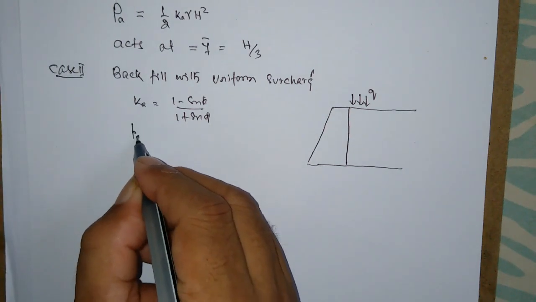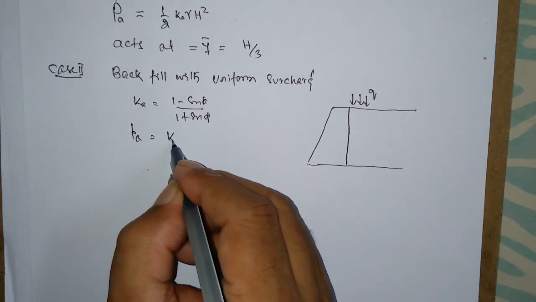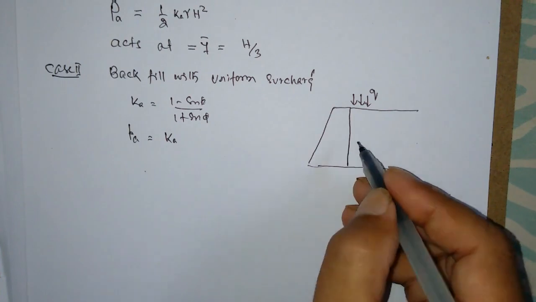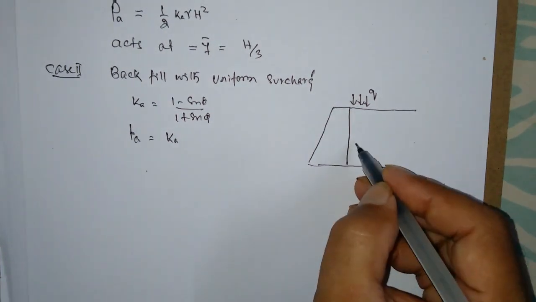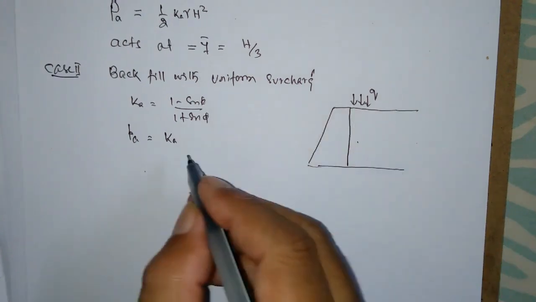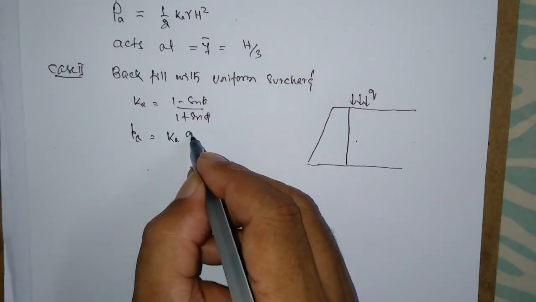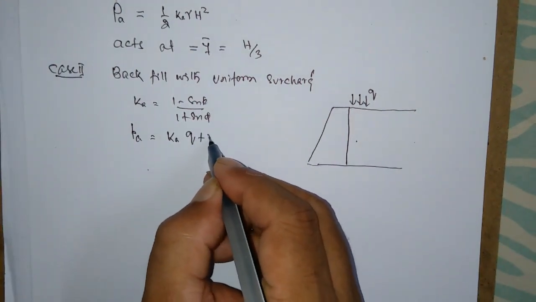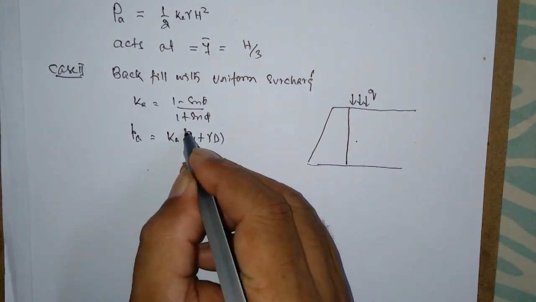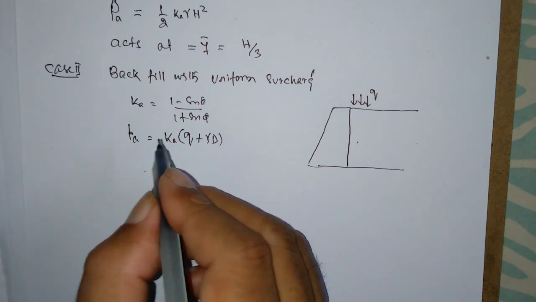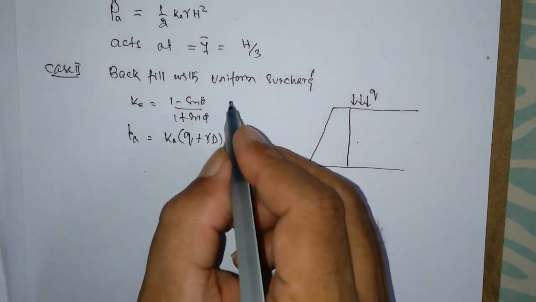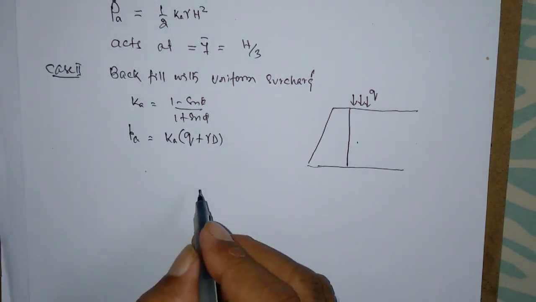The active earth pressure at any point will be again Ka multiplied with the vertical pressure. So vertical pressure at any point will be gamma d plus Q. So we write not only gamma d but Q plus gamma d. This becomes our active earth pressure equation for the case when the backfill is loaded with uniform surcharge.